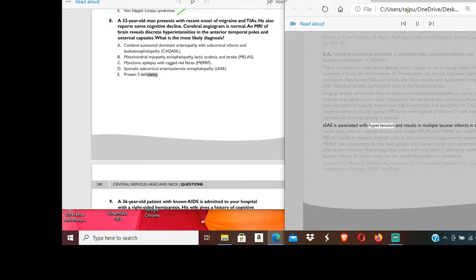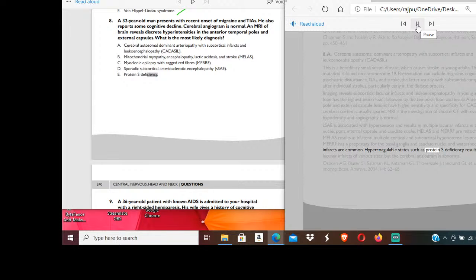SSAE is associated with hypertension and results in multiple lacunar infarcts in the lenticular nuclei, pons, internal capsule, and caudate nuclei. MELAS and MERRF are mitochondrial disorders. MELAS results in bilateral multiple cortical and subcortical hyperintense lesions on FLAIR images. MERRF has a propensity for the basal ganglia and caudate nuclei, and watershed ischemia or infarcts are common.